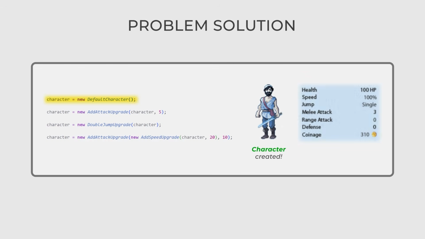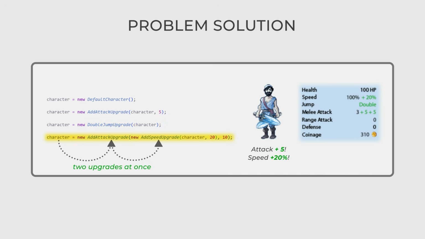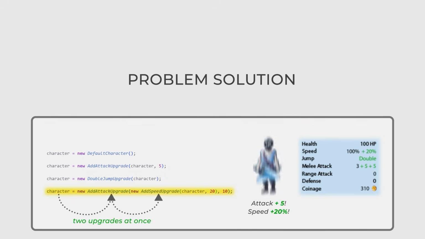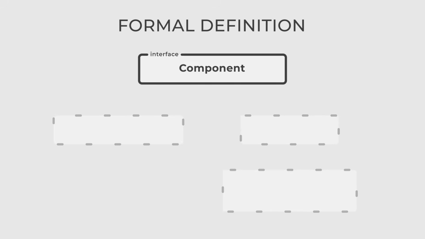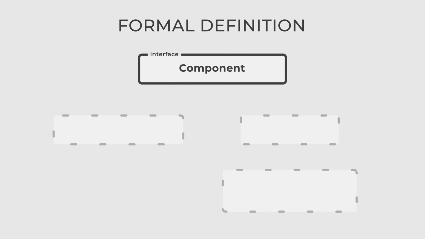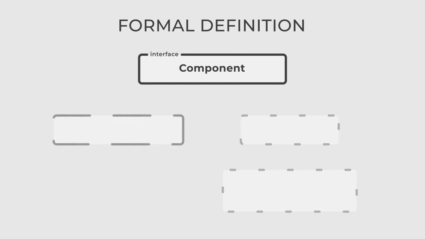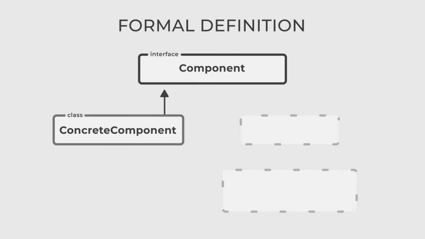When upgrading a character in the code, you can wrap the current character and work on the new object as before, since the upgraded character is still a character. There are 4 actors in this design pattern. A component defines a common interface for concrete components and decorators. Concrete component class implements the component interface and provides basic functionality that decorators can enhance.